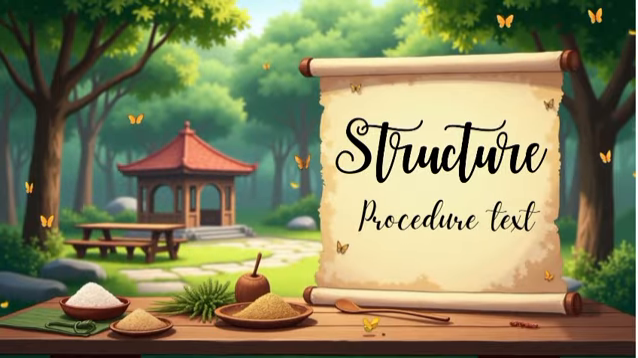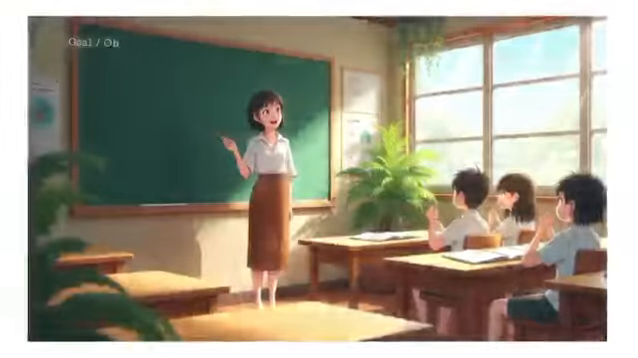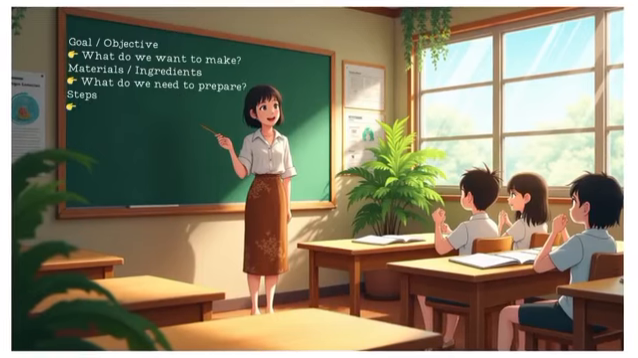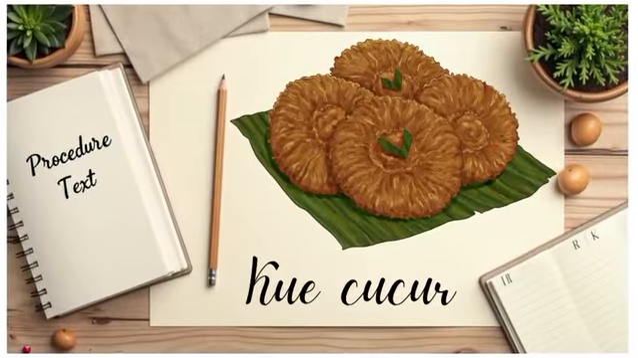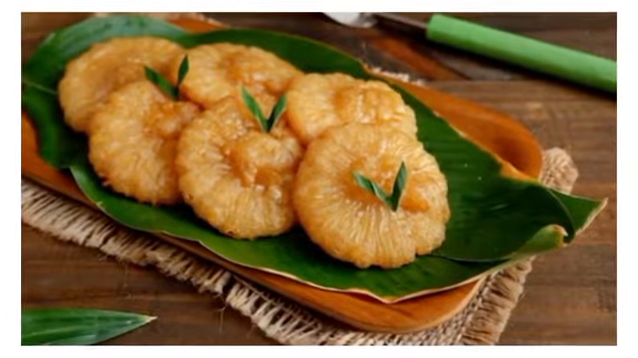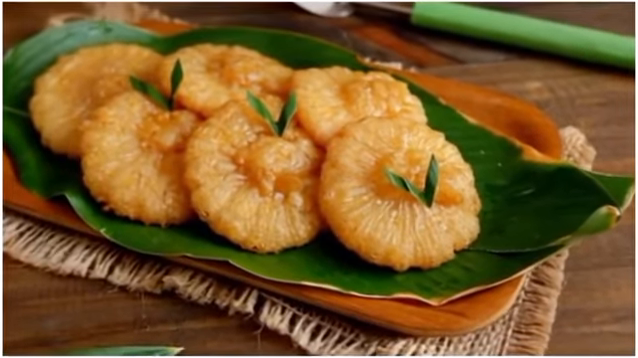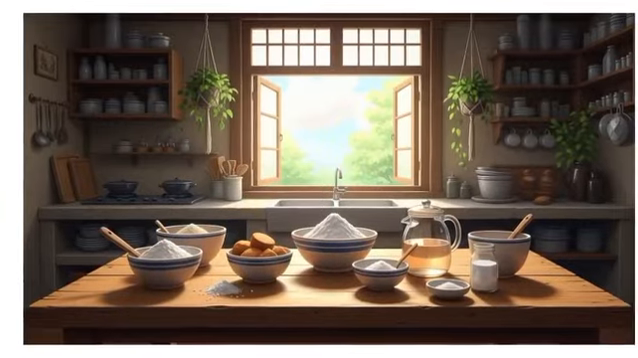Now, let's look at the structure of a procedural text. This type of text has three main parts. The first part is called the objective. This section tells us what we want to make or do. For example, in today's lesson, our objective is how to make cucur cake. Simple, right? Next, we have the ingredients.